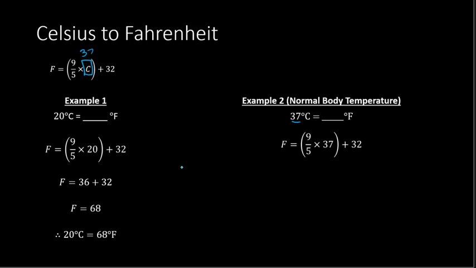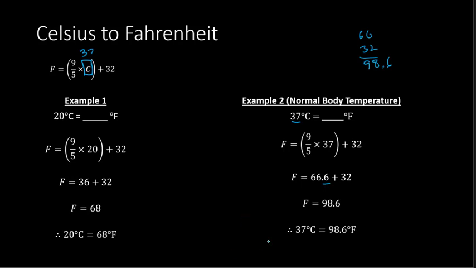And then this one will be much easier to do with a calculator. If we did 9 divided by 5 times 37, that gives you 66.6. And then you add that with the 32. So 66 plus 32, that gives you 98. So 98 and then the 0.6 at the end. So in Fahrenheit, the average or normal body temperature would be 98.6 degrees Fahrenheit.